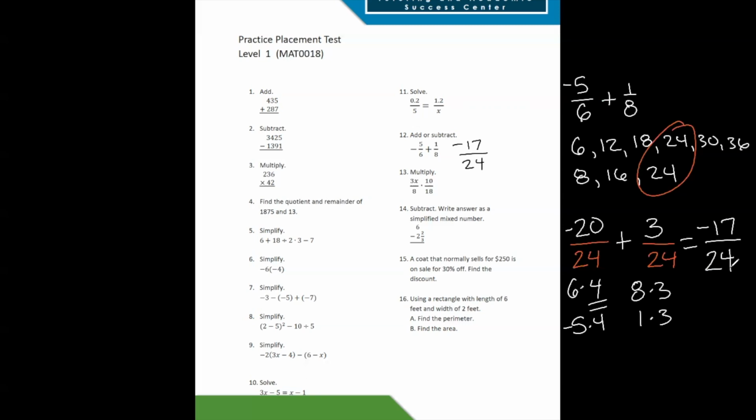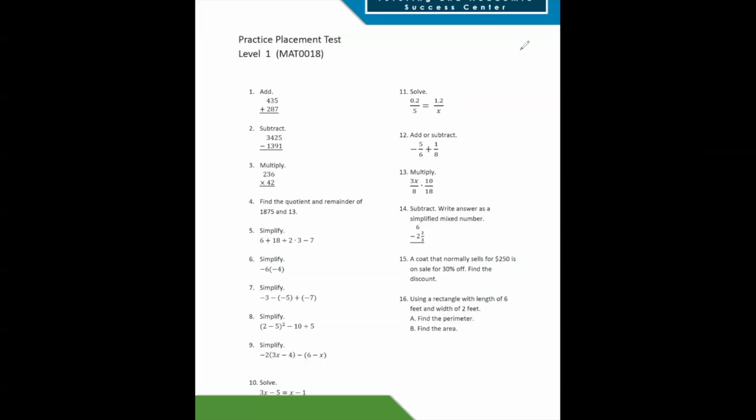Anytime you have an answer specifically in fraction form, you want to make sure it's in its most simplest terms and it's reduced as much as possible. 17 is a prime number, so the only numbers that I would be able to divide 17 by are 1 and 17. Dividing by 1 won't actually change our numbers. It's not going to make it any more reduced. And 24 is not divisible by 17. So this would be our final answer, -17 over 24.